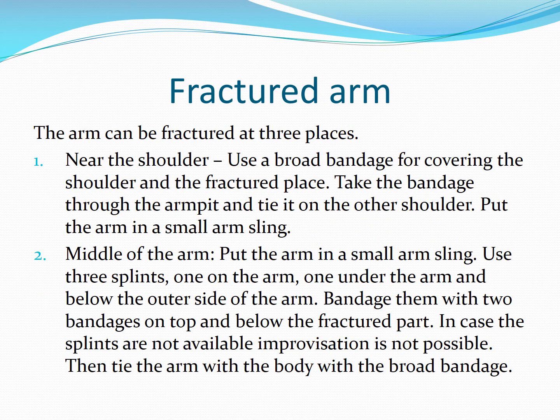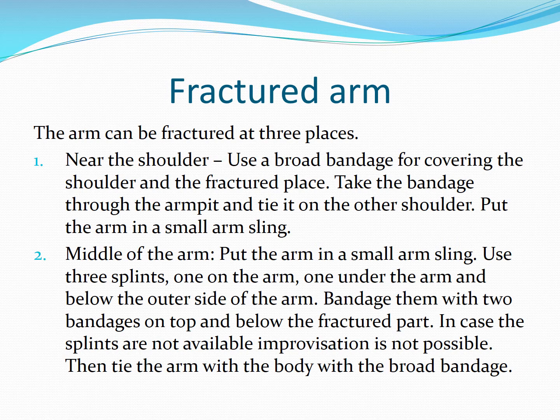Fractured arm. The arm can be fractured at 3 places. Near the shoulder, use a broad bandage for covering the shoulder and the fractured place. Take the bandage through the armpit and tie it on the other shoulder. Put the arm in a small arm sling. Middle of the arm: put the arm in a small arm sling.